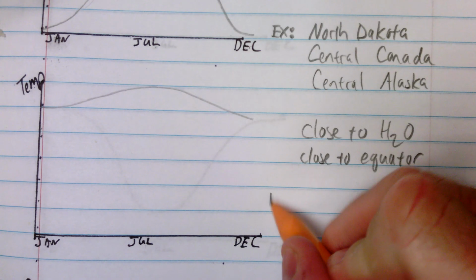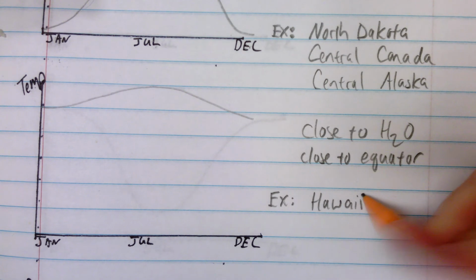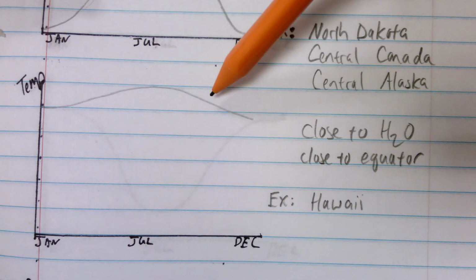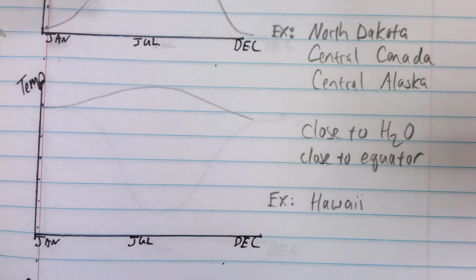Now, some examples. This is what Hawaii's temperature graph looks like. Because they're an island surrounded by water, they just don't change much from summer to winter. And their temperatures are always pretty warm. And a lot of what we call tropical islands would have a temperature graph that looks like this. Islands in the Caribbean, exotic places like Fiji and Tahiti and all of these tropical type islands, they're going to have temperature graphs that look like that.